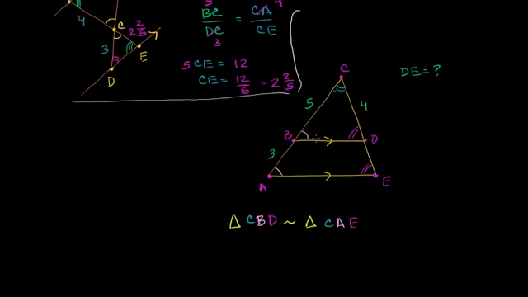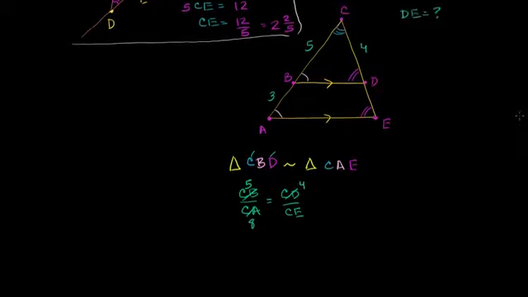So we know, for example, that the ratio of CB to CA, so let's write this down. The ratio of CB over CA is going to be equal to the ratio of CD over CE. And we know what CB is. CB over here is 5. We know what CA is, and we have to be careful here. It's not 3. CA, this entire side, is going to be 5 plus 3, so this is going to be 8. And we know CD is going to be 4.